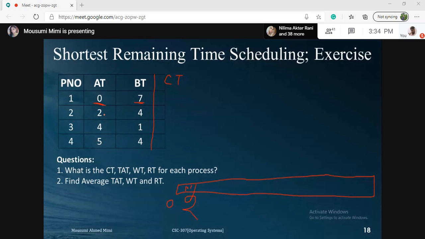After 2, you see another process has come. That is my process 2. Now 2 tasks are done. So how many tasks will be left? 7 minus 2 equal to 5. 5 tasks remain for my process 1. Now process 2 comes at 2 seconds. Burst time of process 2 is what? 4. So I will go for my process 2.